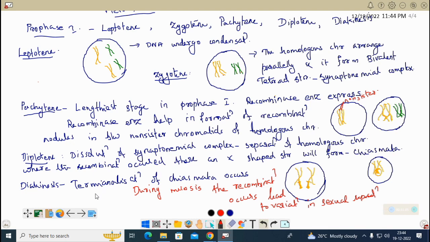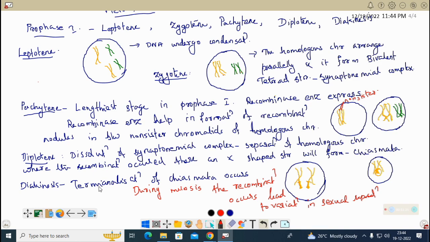Next is the diplotene stage, where dissolution of the synaptonemal complex occurs, separating the homologous chromosomes. Where the recombination occurs, one X-shaped structure will be formed. That is called chiasmata. Chiasmata is a characteristic feature of the diplotene stage.